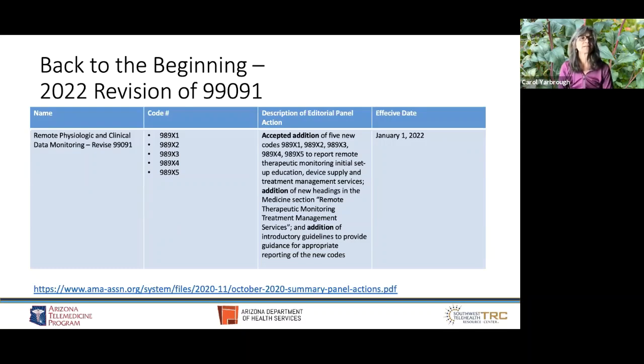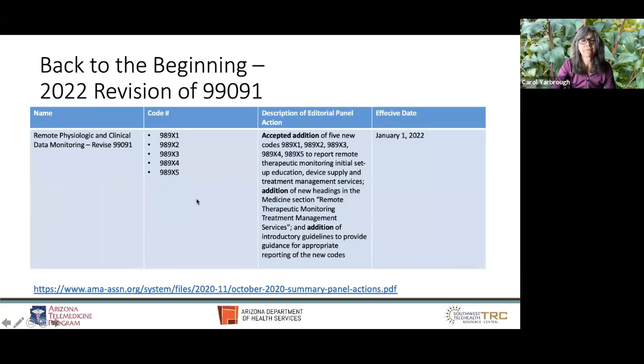They are going to revise remote physiologic and clinical data monitoring. So they're only revising 99091. So maybe this is transitional. It's effective next January, possibly, hopefully. It says right here, another typo, effective date. They're going to move this code to the medicine section. High fives all around, right? Where it should have been in the first place. And we're going to get introductory guidelines to provide guidance for appropriate reporting of the new codes.